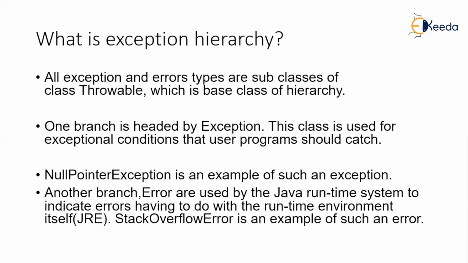Say for example, NullPointerException is one example of an exception which occurs at runtime. However, the developer can implement code so that this particular exception can be handled at runtime. However, there can be certain errors which will happen at runtime, like system error or compilation error or stack overflow error. These errors cannot be handled programmatically.